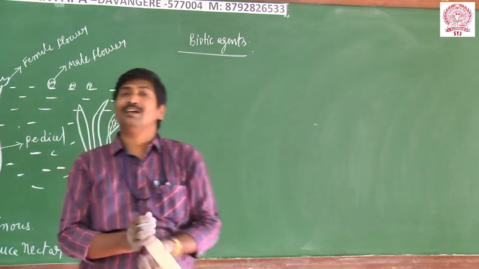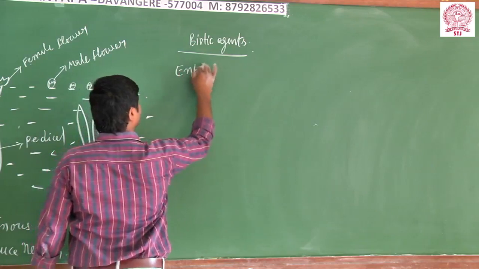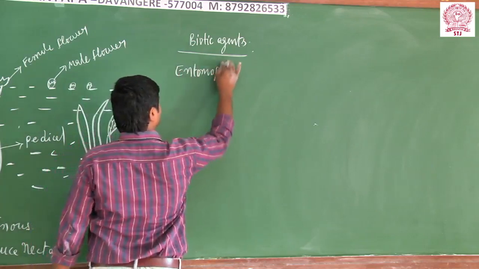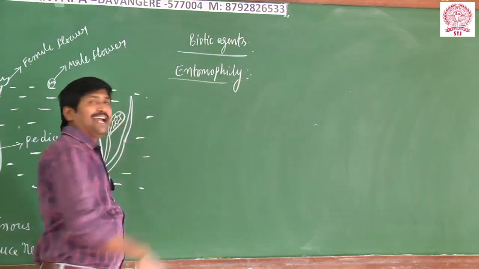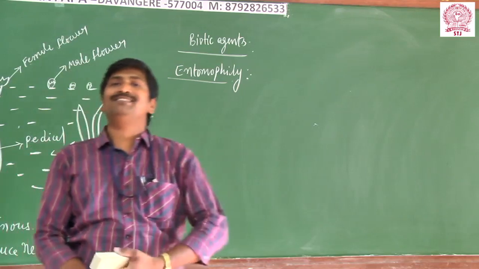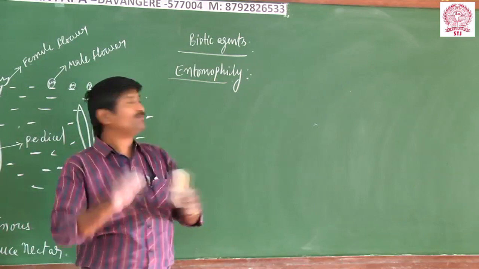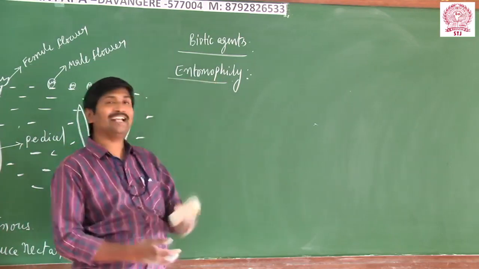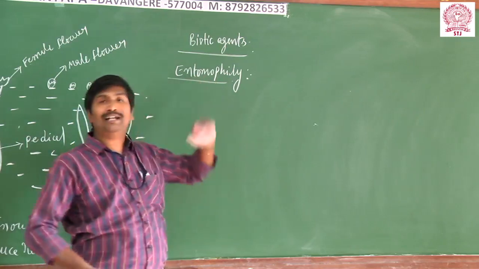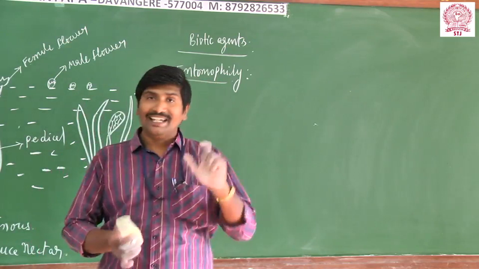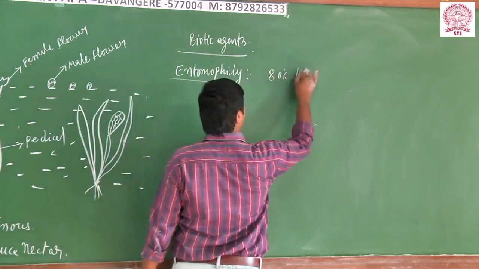First, we are discussing entomophily. What is meant by entomophily? The pollination by insects is known as entomophily. Among all biotic agents, it is the dominant pollination. In entomophily, the dominant species is the honeybee, 80%.